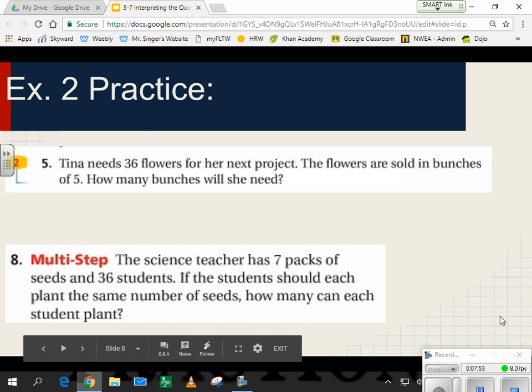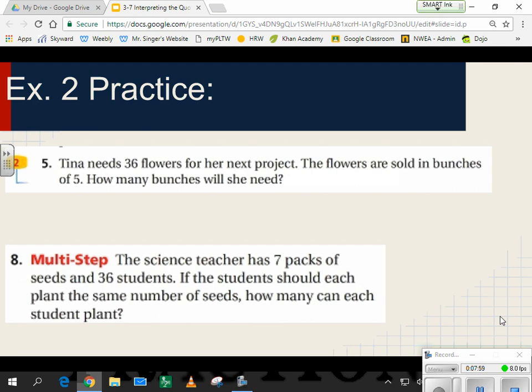Here are 2 problems, and I want you to try both of these problems, and then we'll see how you do and how well you interpret this. Good luck. Come back when you're done.